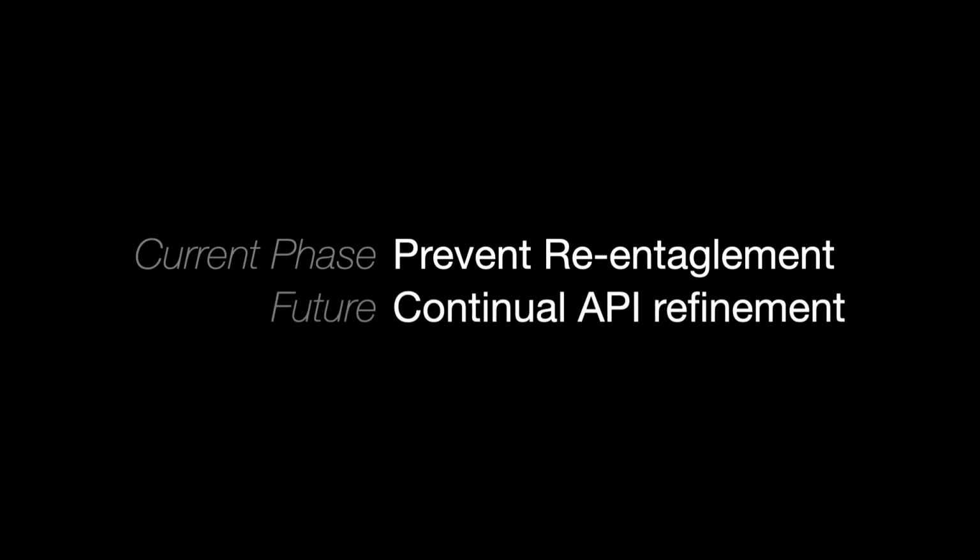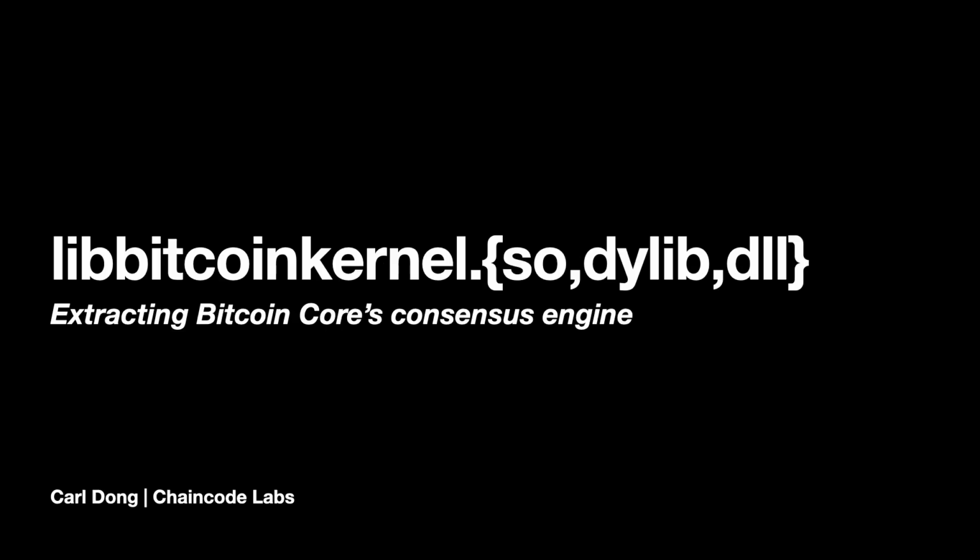My hope for the next phase is that there would be strong collaboration between contributors to continually refine our consensus engine's interface. At this stage, should users of libbitcoinkernel other than Bitcoin Core emerge, it would also be incredibly helpful to get their perspective on how the API could be made more robust and how it could be made more ergonomic.